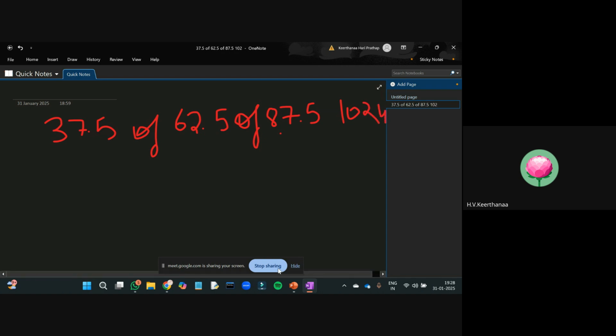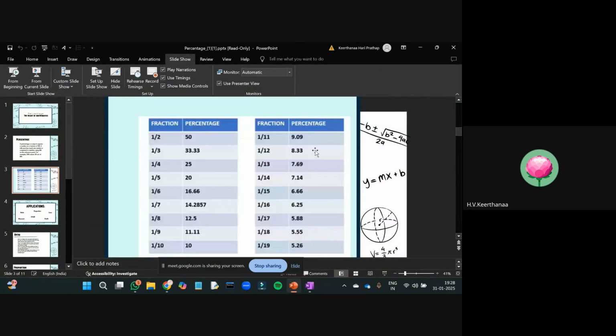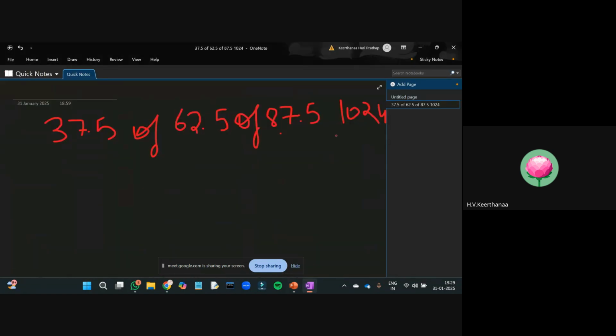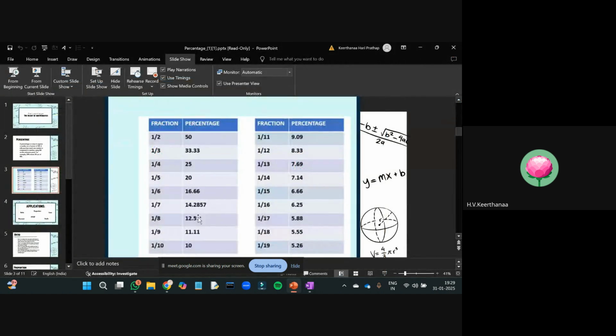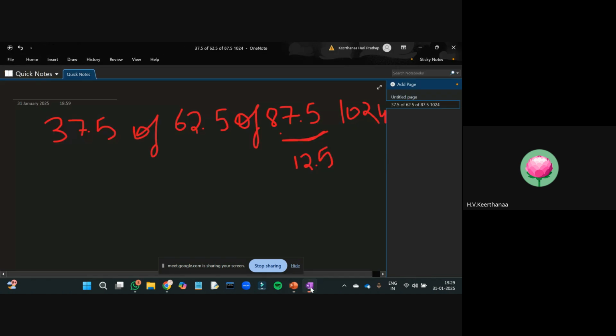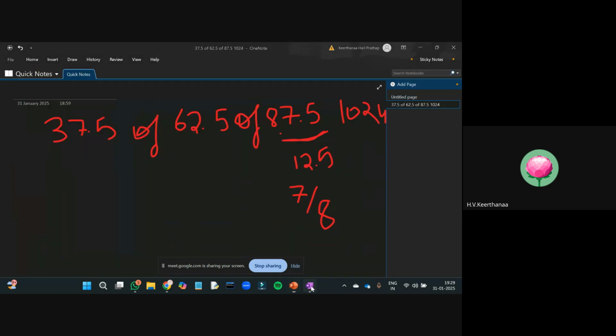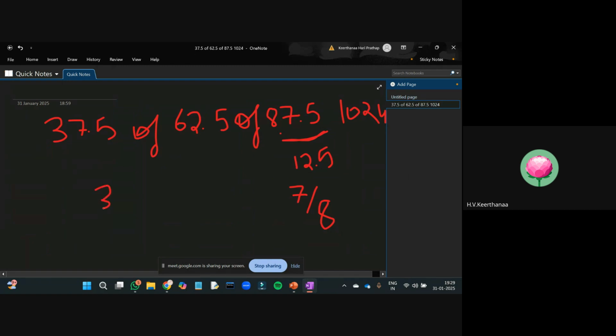So if you look at the table, you won't have any straightaway answers which correspond to 37.5, but you have this one thing which is 12.5. In the question I gave, which is here, if you look at this 87.5 and 12.5, they actually add up to 100%. So basically they're complements. Now if 12.5 is 1 by 8, then this 87.5 will be 7 by 8, right? And then 12.5 into 3 would give you 37.5, which is 3 by 8.